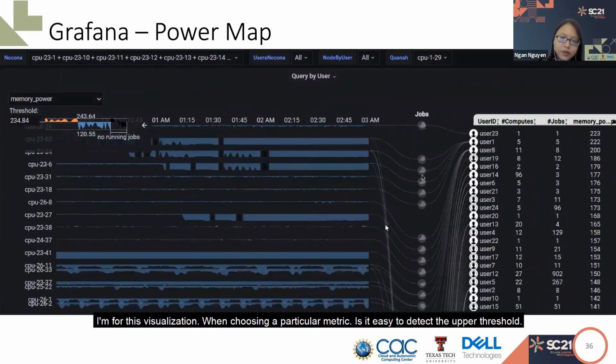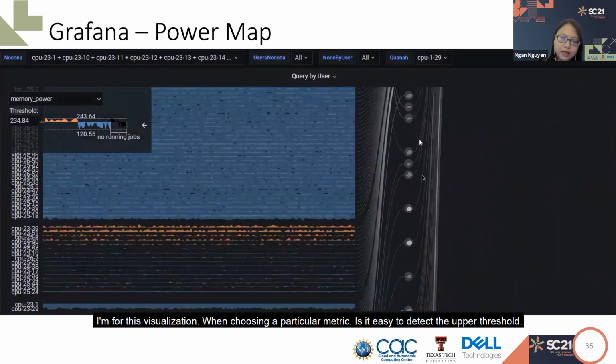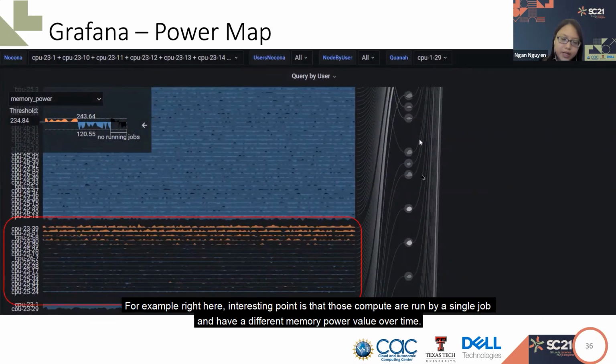For this visualization, when choosing a particular metric, it's easy to detect the upper threshold. For example, right here, an interesting point is those computes running a single job that have different memory power values over time.